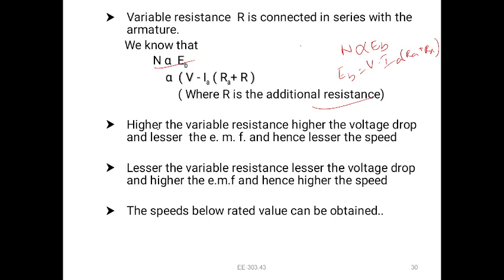Here, the higher the value of resistance, the higher the voltage drop and the lesser the EMF, hence the lesser the speed. The lesser the variable resistance, the lesser the voltage drop, the higher the EMF and the higher the speed. So speeds below the rated value can be obtained. In this method we are using the armature, so it is a below rated speed method.